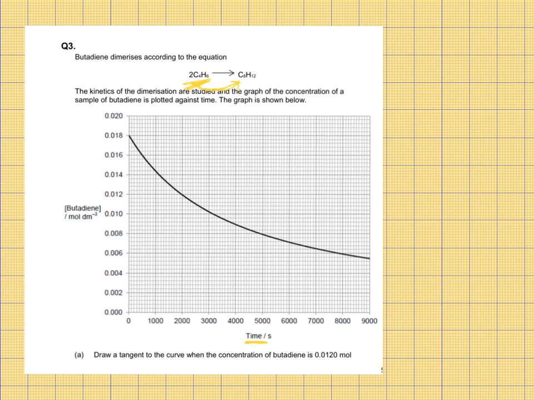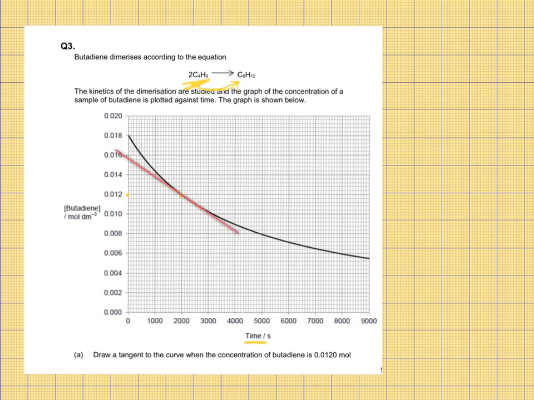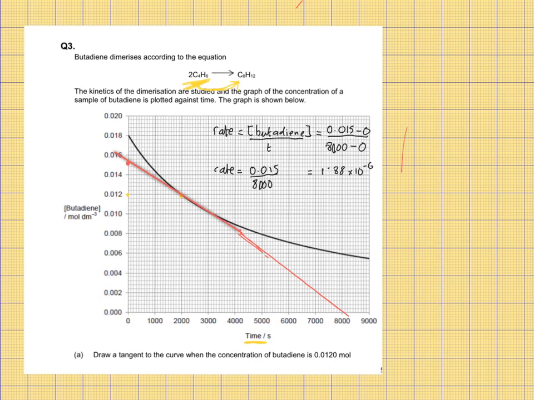It asks you to draw a tangent to the curve when the concentration of butadiene is 0.0120 moles, which is here. Now remember, a tangent to the curve should touch as much of the curve as possible with your point being in the centre. When calculating a rate and drawing a tangent to the curve, always get the biggest triangle possible. Again, this will be an approximation depending on how good your tangent is, but remember how to work out the gradient. It's the change in concentration of butadiene over time.